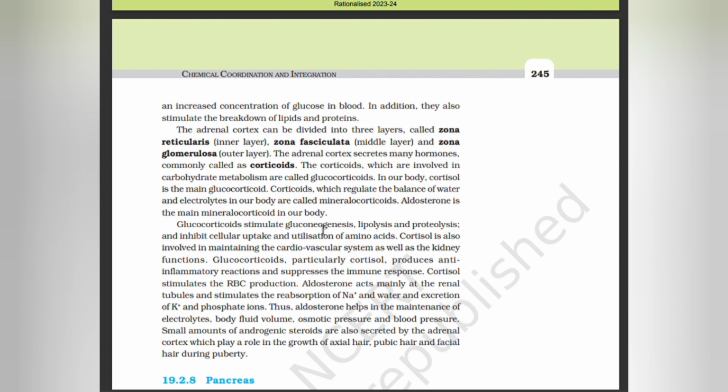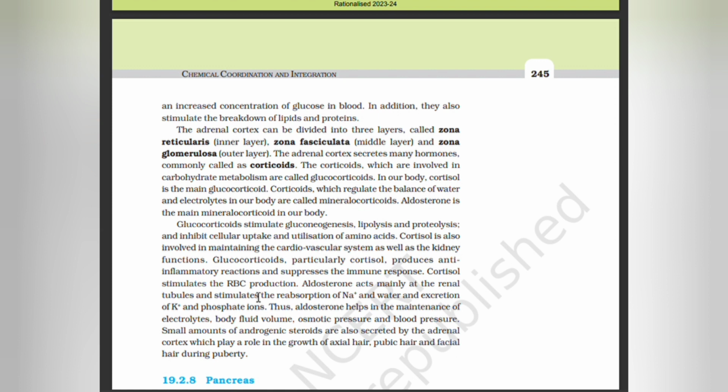Glucocorticoids stimulate gluconeogenesis, lipolysis and proteolysis, and inhibit cellular uptake and utilization of amino acids. Cortisol is also involved in maintaining the cardiovascular system as well as the kidney function. Glucocorticoids, particularly cortisol, produce anti-inflammatory reactions and suppress the immune response. Cortisol stimulates the RBC production.